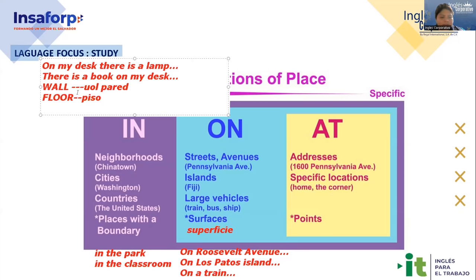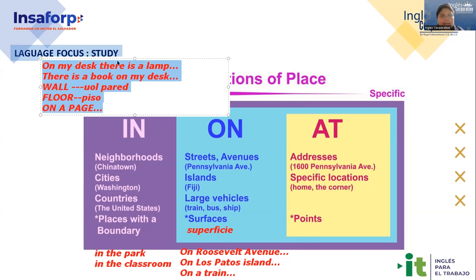Any other surface? Okay, on a page. Even a page can be a surface, let's say, with printed letters, right? Entonces, incluso una página es una superficie. Your cell phone screen is a surface. La pantalla del celular también es una superficie. So you use on whenever you have a surface, right? Okay, so now let's continue with the next one.